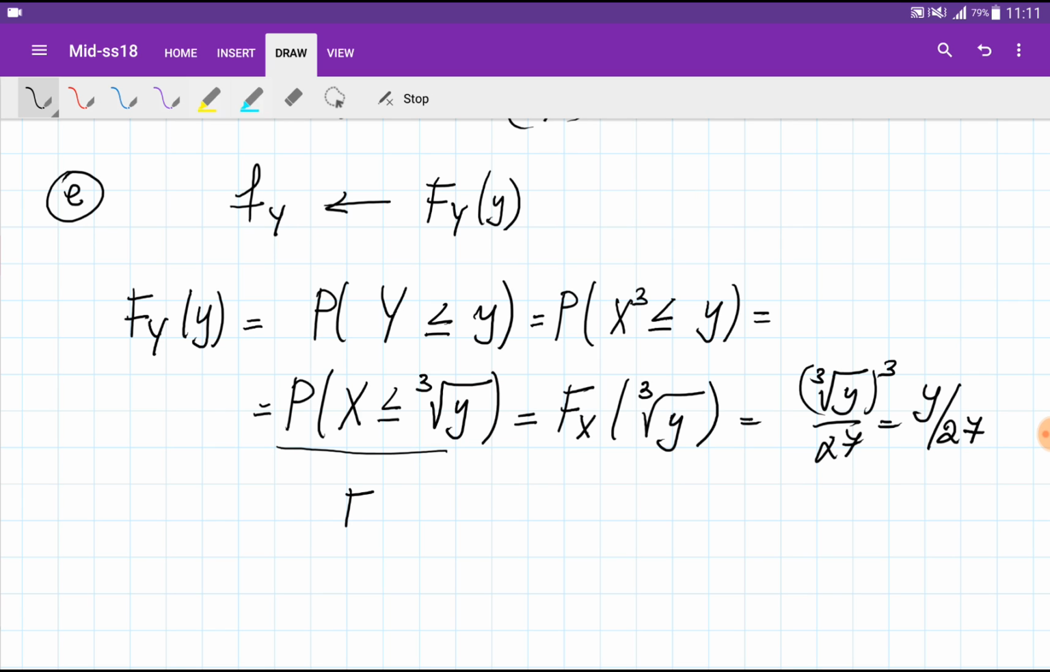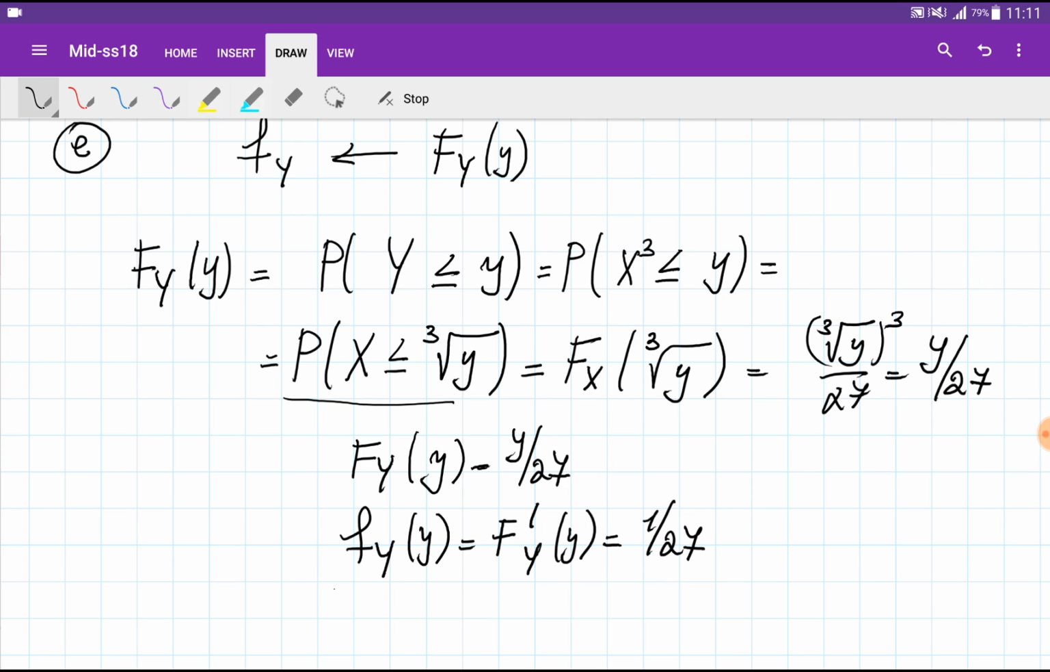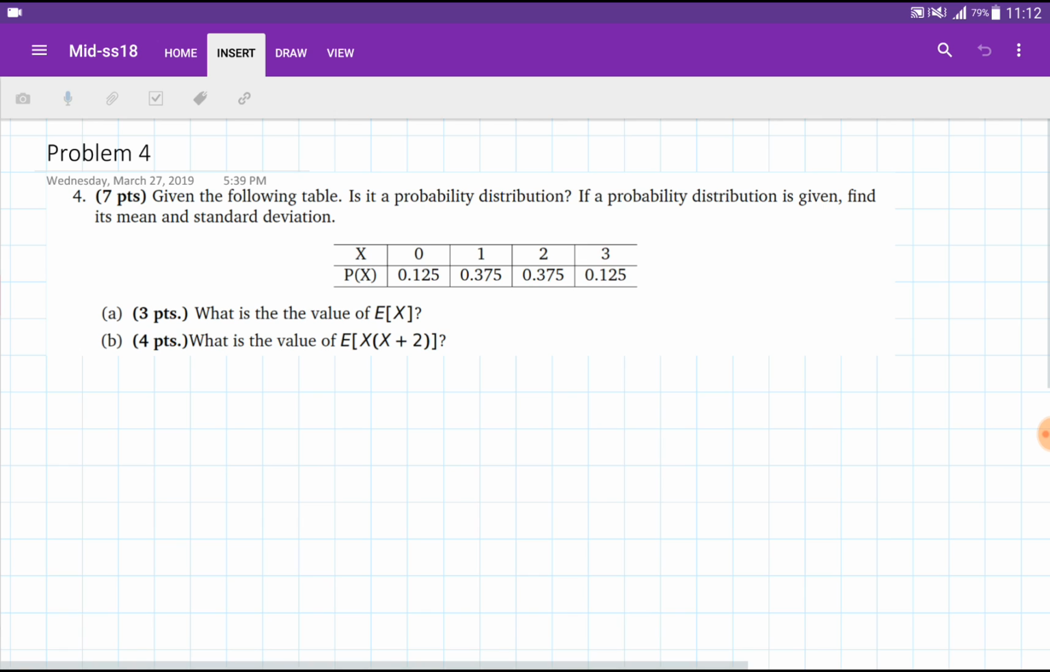So the cumulative distribution function of the new variable y is equal to y over 27, and in order to get the density function of y, we need to simply take the derivative of the cumulative function, which will be equal to 1 over 27. So the density function of y is equal to 1 over 27. Let's go to problem number 4.